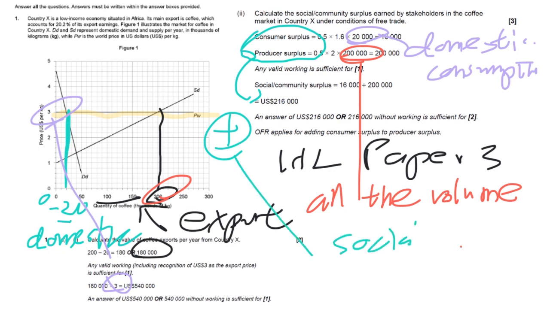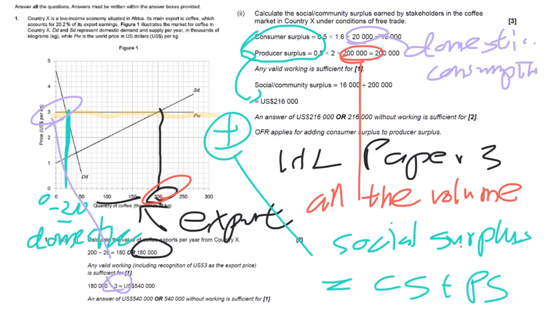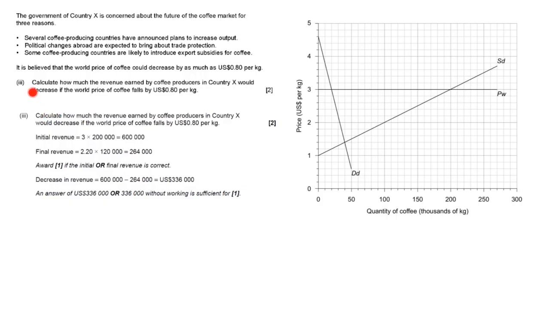Okay, so let me put down the formula of social service. It will be equal to CS plus PS, the consumer service and producer service. Let's take a look at part 3.